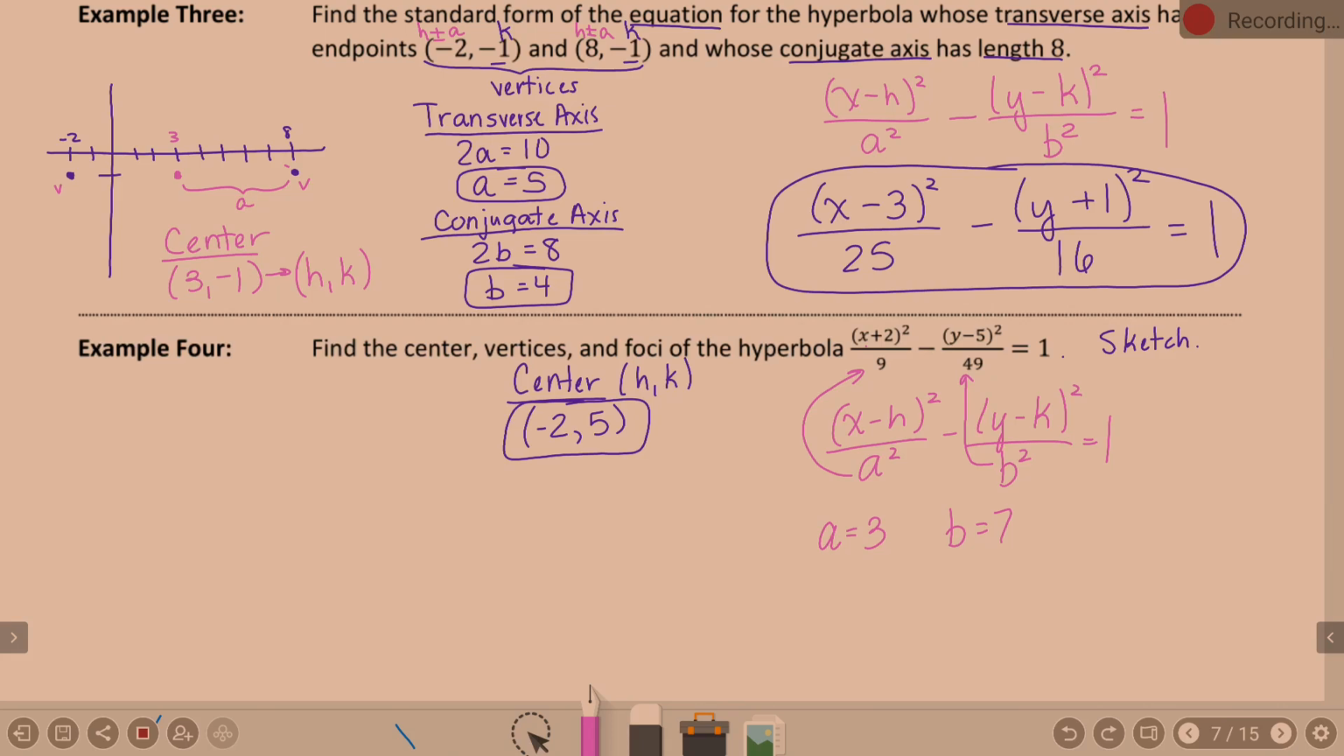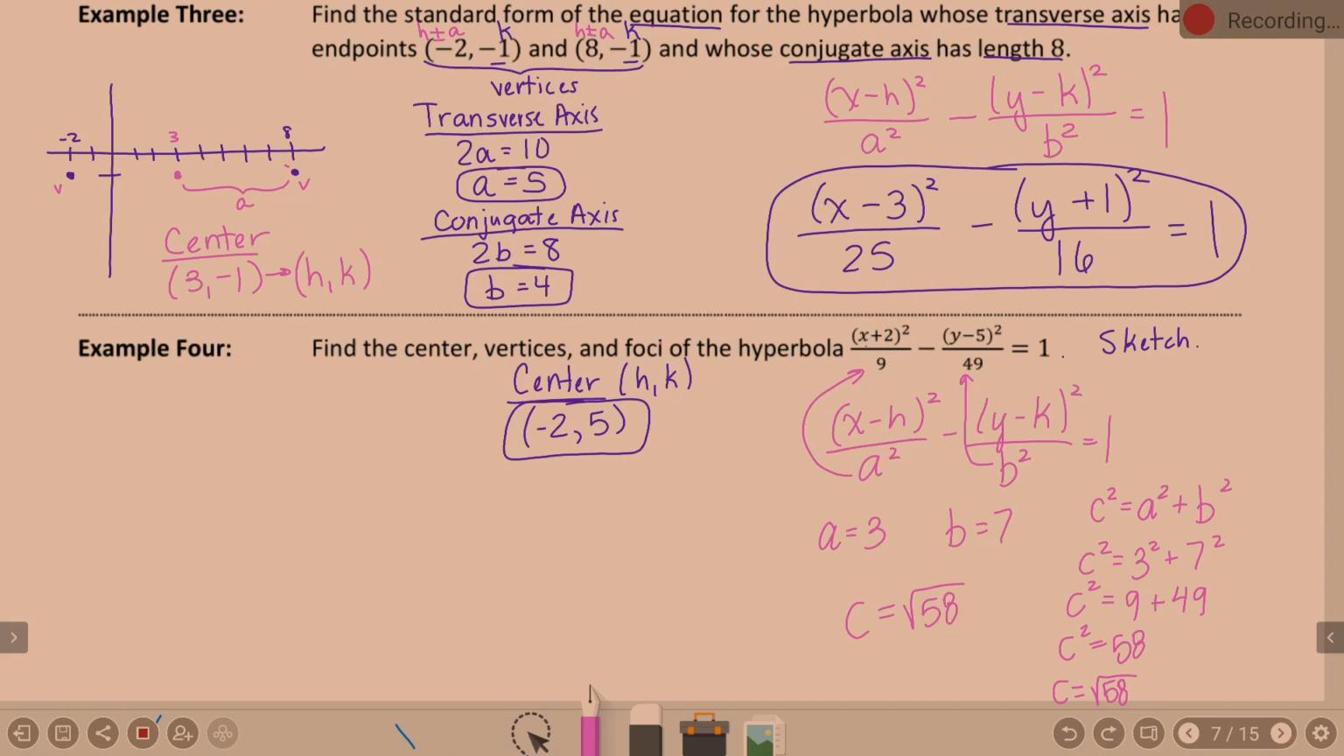Eventually, I see foci in my upcoming list of things to find, so I'm going to have to find C. You guys know what to do here, yes? C squared equals A squared plus B squared. So C squared equals 3 squared plus 7 squared, 9 plus 49. C squared is 58, so C is, I'm going with the square root of 58.